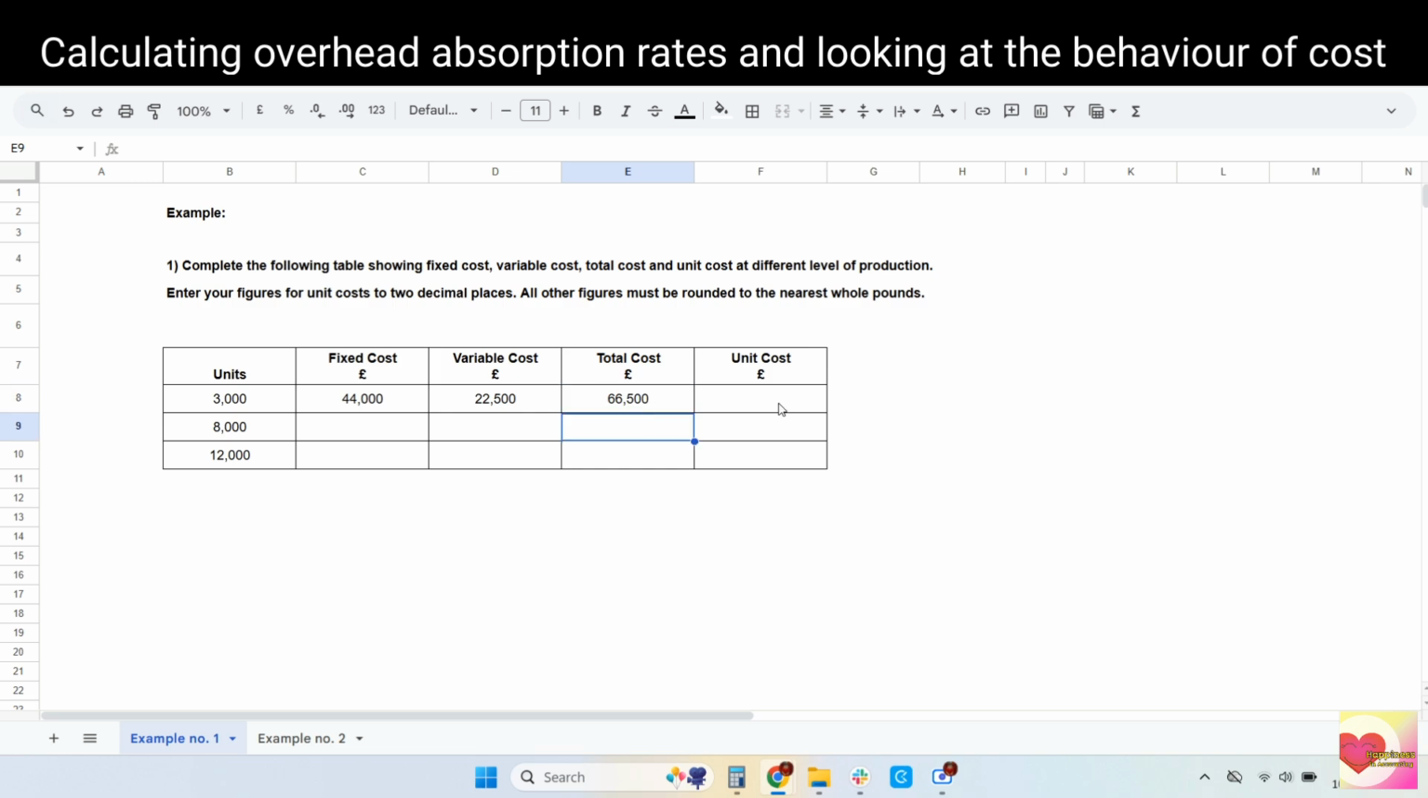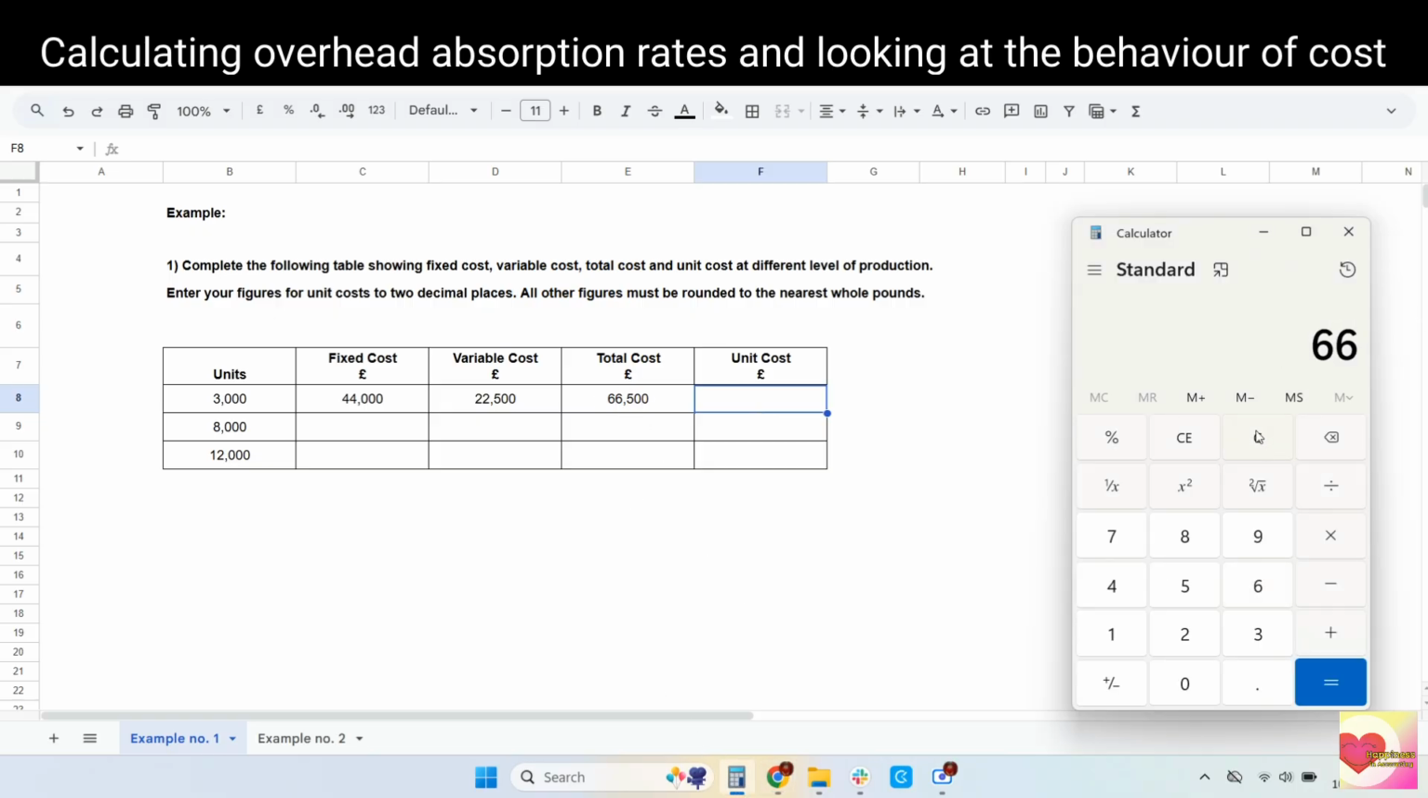Remember to enter the figures for these 3 columns to the nearest whole pounds. Then let's get the unit cost by dividing the total cost, 66,500, by the number of units, 3,000. Then let's round it off to 2 decimal places, so our unit cost is 22.17.